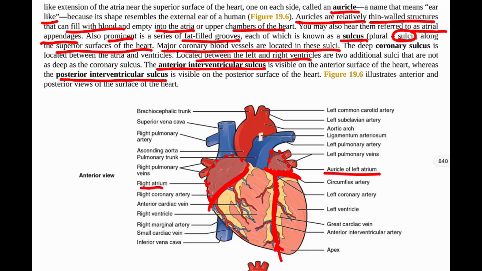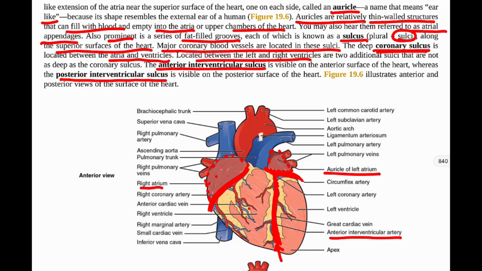Okay. The one I hadn't mentioned yet is our coronary sulcus, which is located between the atria and the ventricles, and that's this one around here that wraps all the way around and comes back up on the other side here. That's our coronary sulcus. It's separating the atria from the ventricles. All right.